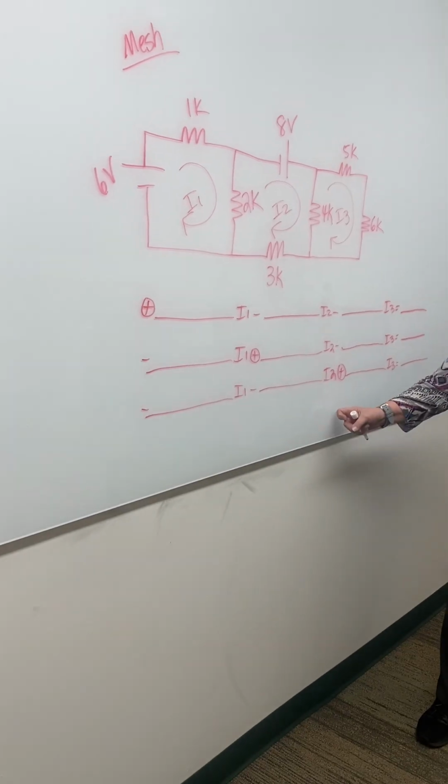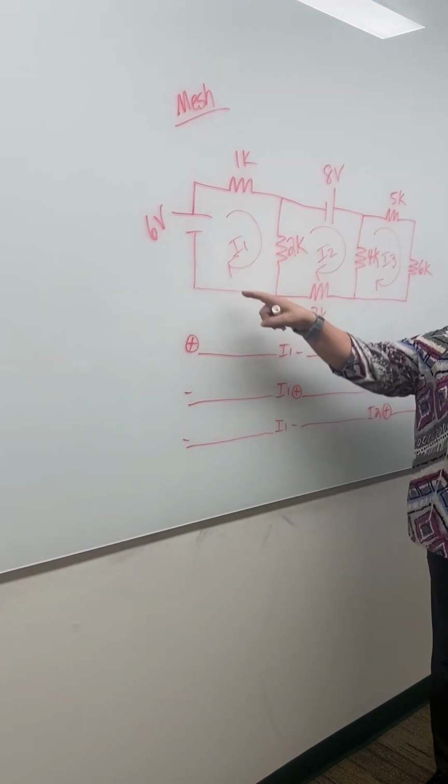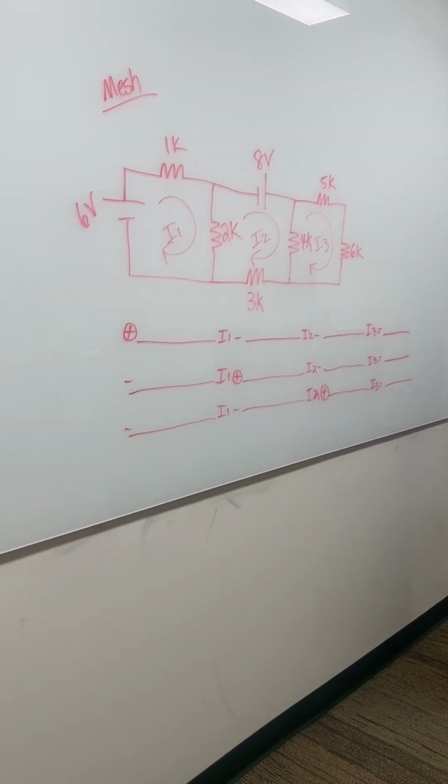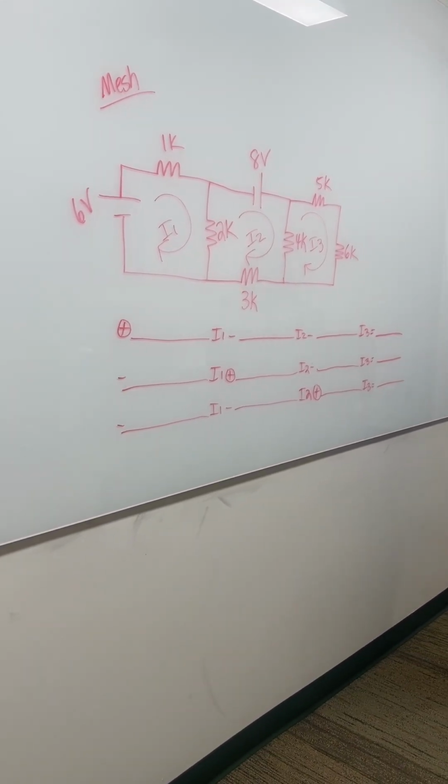So we're doing mesh on this one. Mesh, we're doing loop currents. That's what we're solving for. So there's 3 boxes, 3 loops, 3 unknowns, 3 equations.